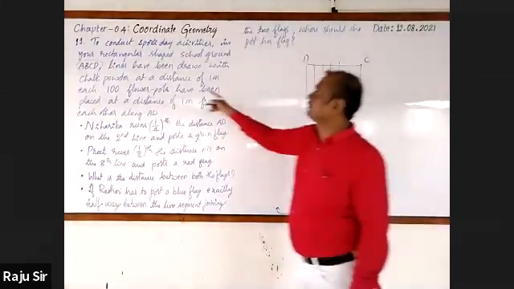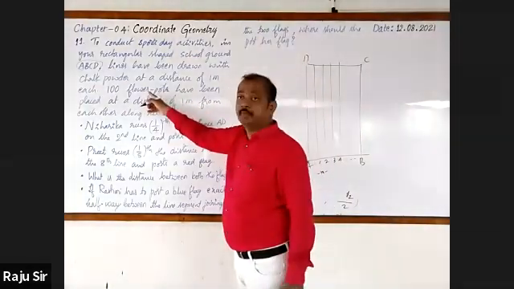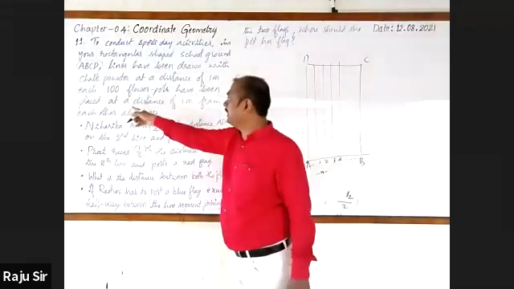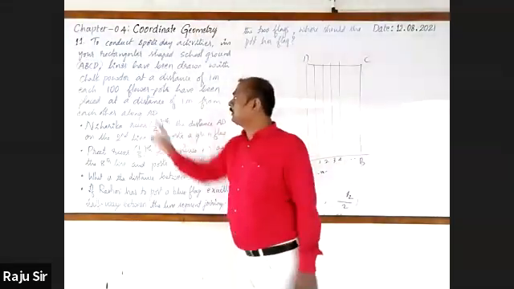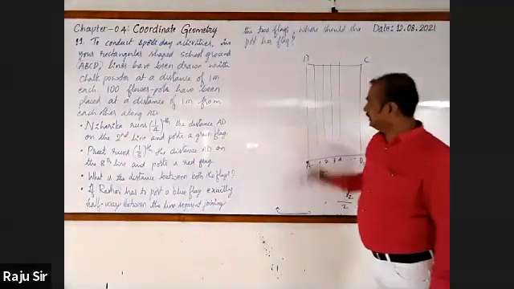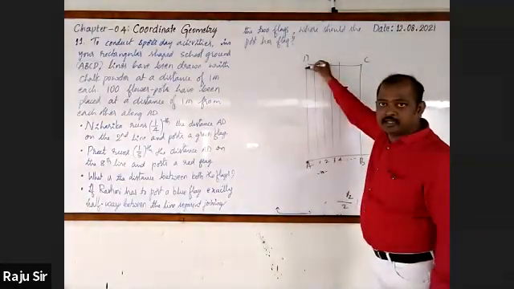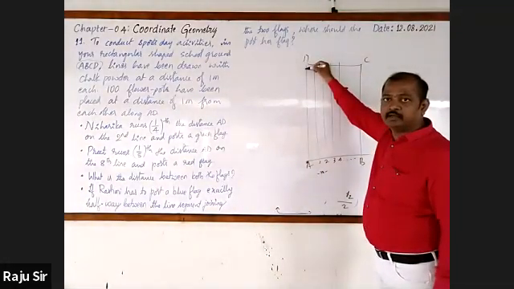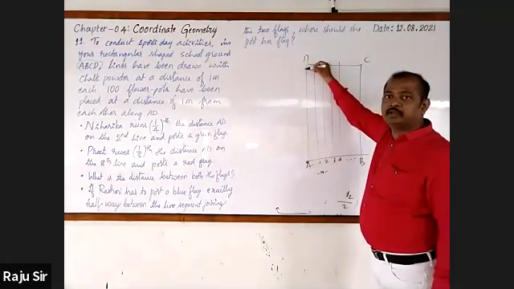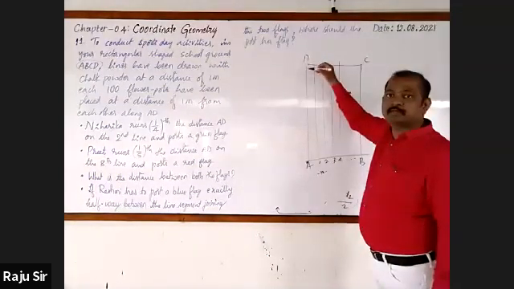Next, 100 flower pots have been placed at a distance of 1 meter from each other along AD. See that this is the line AD. Look here.